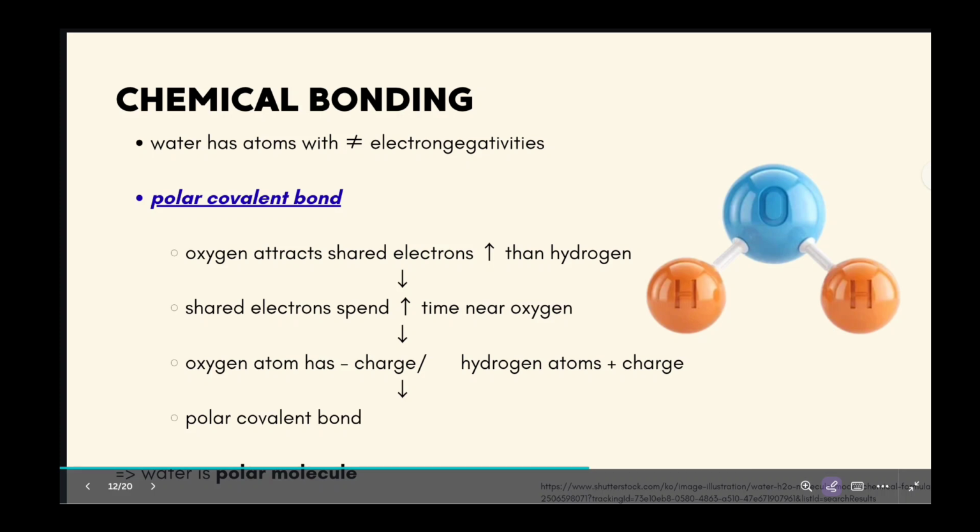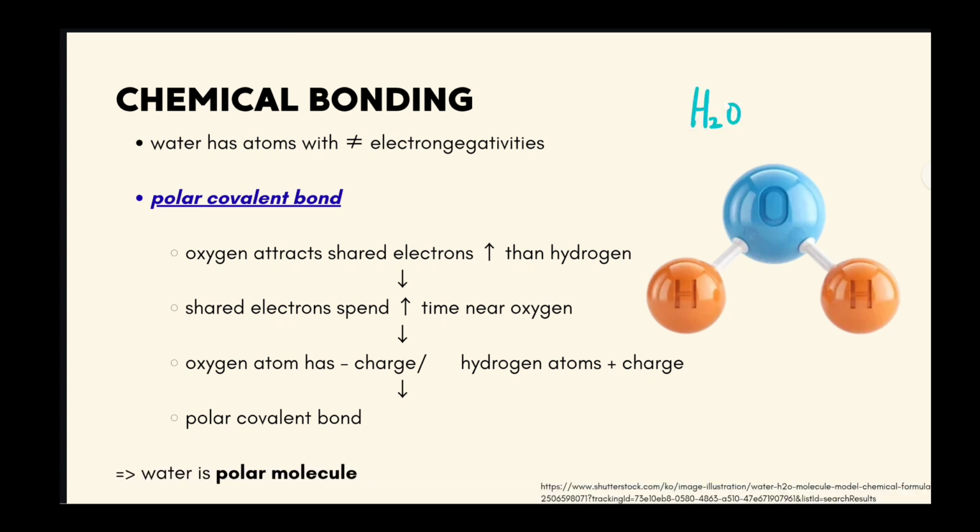Now, what if there are different electronegativities? We call these polar covalent bonds. One example is H2O, water. Oxygen attracts shared electrons more than hydrogen. Let's say O has an electronegativity of 8, and each hydrogen has an electronegativity of 2. Then oxygen pulls the shared electrons more than hydrogen, so they're closer to the oxygen rather than the hydrogen.